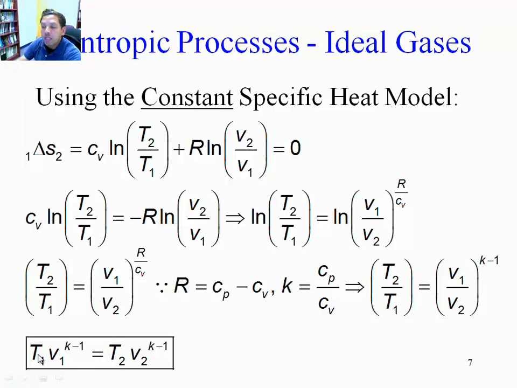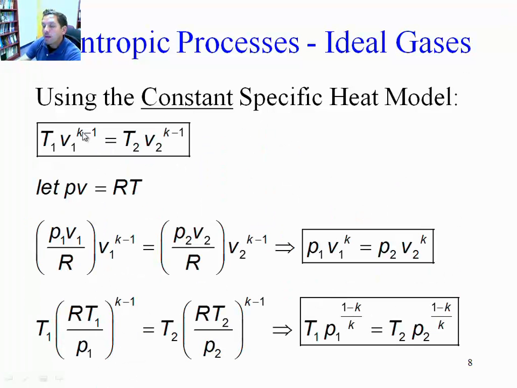Okay. Furthermore, we can take that same equation, T1 V1 to the power of K minus 1 is equal to T2 V2 to the power of K minus 1, for any two states connected by an isentropic process. I'm talking about process 1 to 2, but it can be process 3 to 4. And I'm going to use a state equation again. I'm going to say that PV is equal to RT. So I'm going to replace temperature 1 by P1V1 over R, and temperature 2 by P2V2 over R. This R and this R will go away.